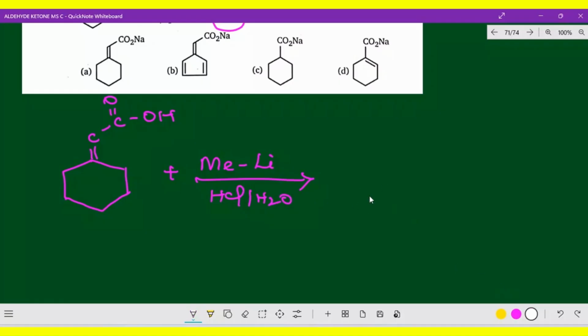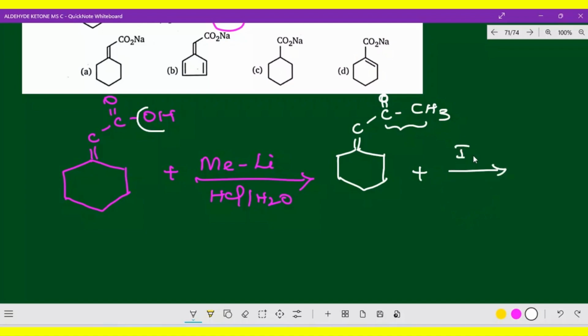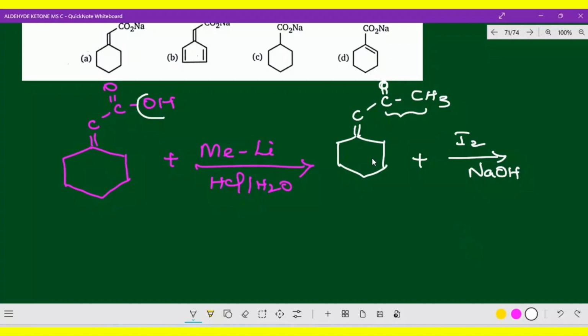So what will you get? You will get C double bond. Here it is the same as it is, nothing to worry. C is there, and then C double bond O. Here OH is released and Me will go and attach. So Me we can write here as CH3. Why? Because the methyl keto group will be affected by I2/NaOH, the iodoform test. So the iodoform test will be answerable for the methyl keto group.